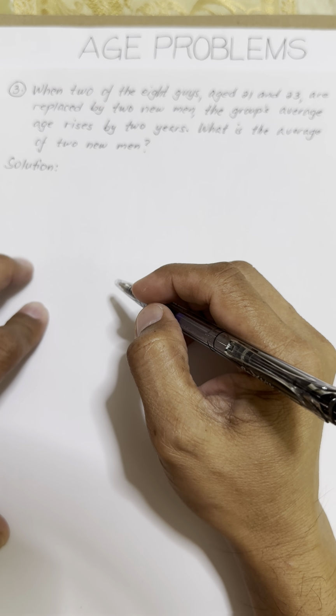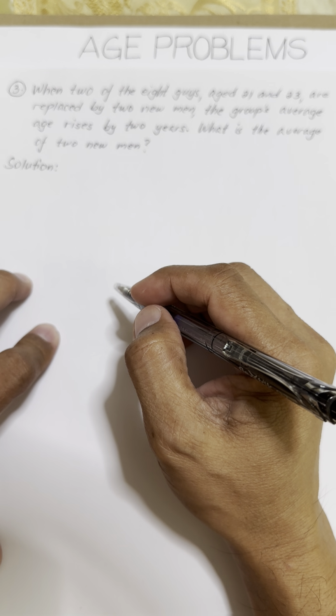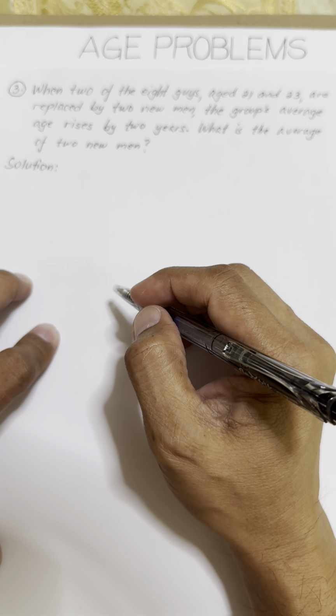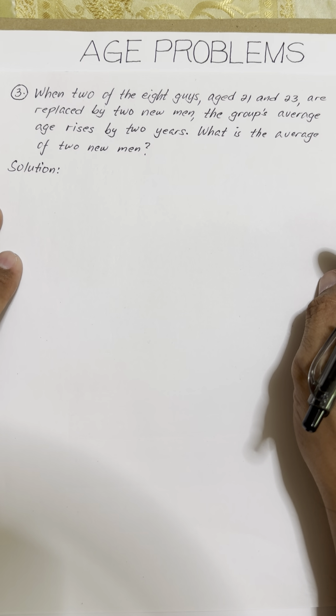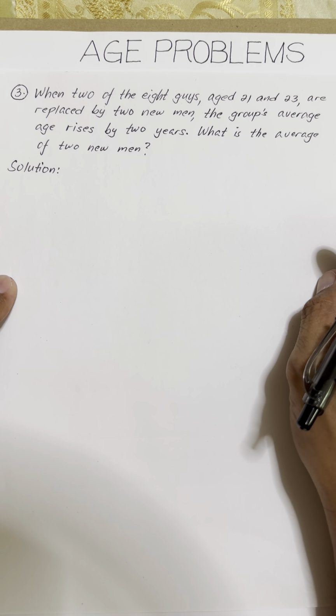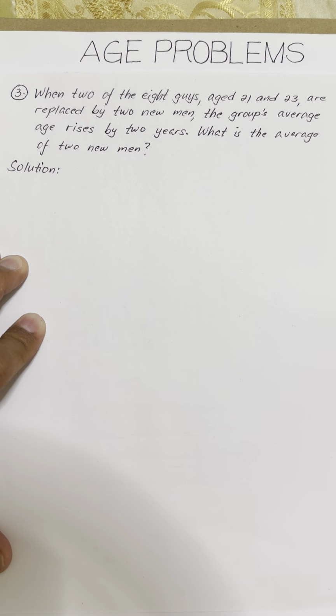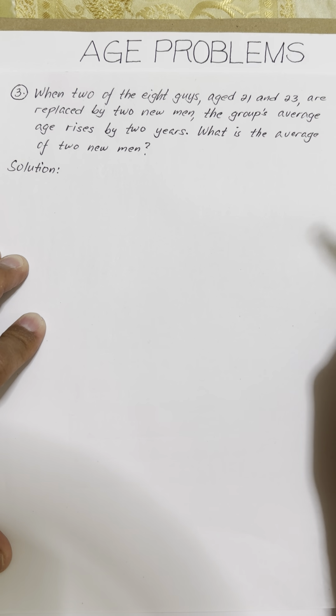So let us solve now the third problem in our topic in algebra, age problems. This is one of the most difficult problems to solve, but if you know how to do it, this is very easy to solve. When two of the 8 guys aged 21 and 23 are replaced by 2 new men, the group's average age rises by 2 years. What is the average age of the 2 new men?